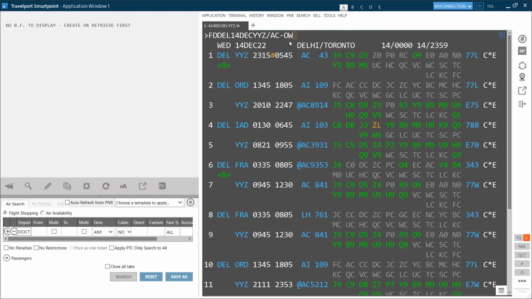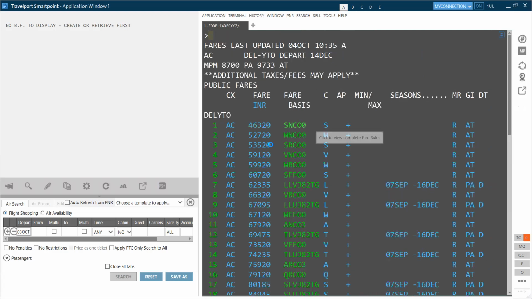Now, if I'm checking Air Canada, it's showing the cheapest fare is S class, the cheapest class is S and it's 46,000. Then W class. If the class is repeated, the class is going to repeat.